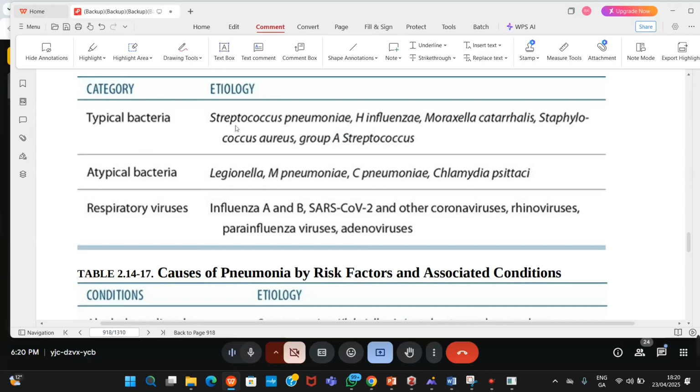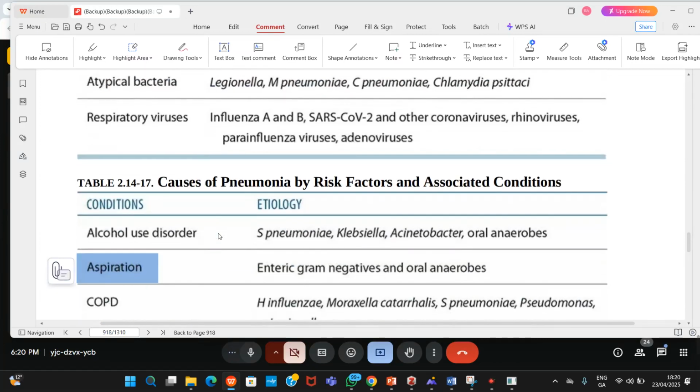So this is just a category of the bacteria. The typical ones: strep pneumo, H. influenza, Moraxella catarrhalis, Staph aureus, group A strep. They are the typical causes of pneumonia. Sore throat, group A strep. Strep pneumo, H. influenza. These are typical causes. For the atypical, you are seeing Legionella, Mycoplasma, chlamydia, and for the viruses, influenza, COVID.